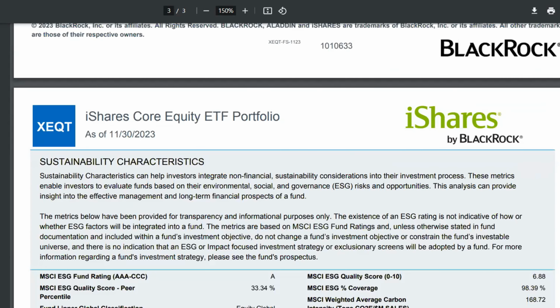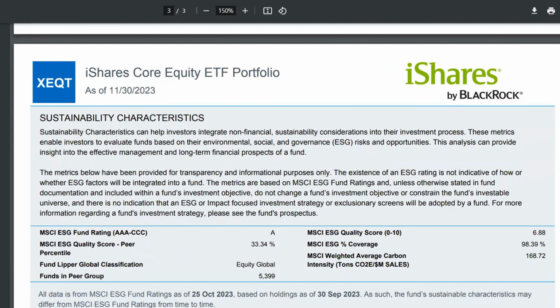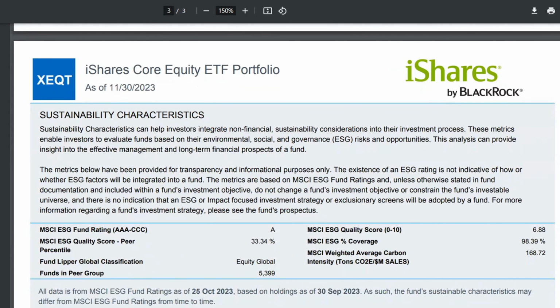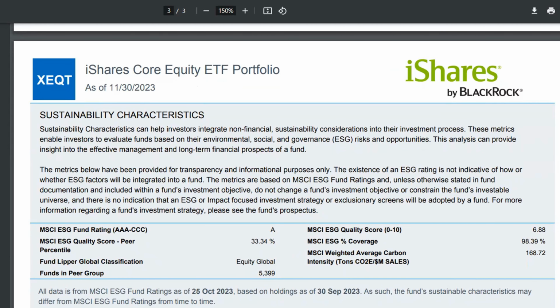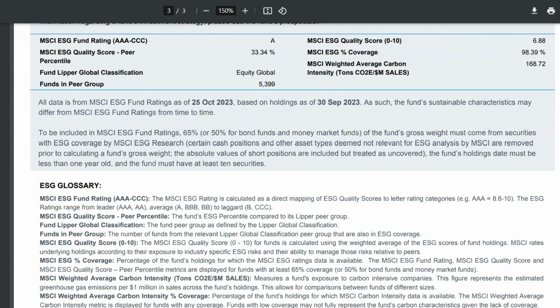And some other disclaimers. On the third page of the XEQT ETF fact sheet, it talks about its alignment with sustainability characteristics, the environmental, social, and governance score, which is currently at 6.88, based on a score of 0 to 10, and a few other details that are showcased for you here.